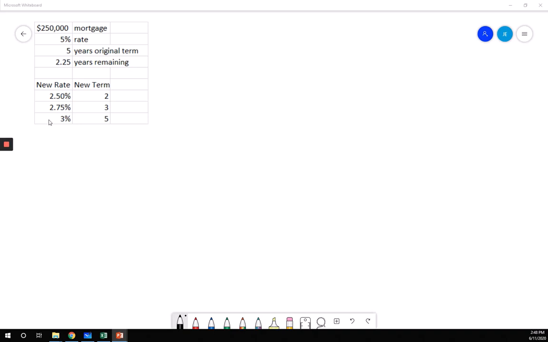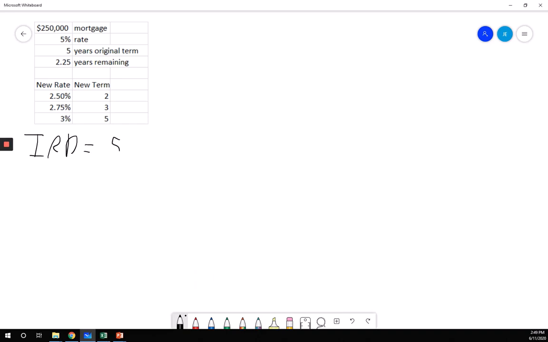So first question is, which rate do we use? We take the rate that's closest to the existing term. So we have 2.25 years remaining. We round that down to 2 years, and we use 2.5% to calculate the interest rate differential. So let's do the interest rate differential. So again, interest rate differential, the difference between the two rates.